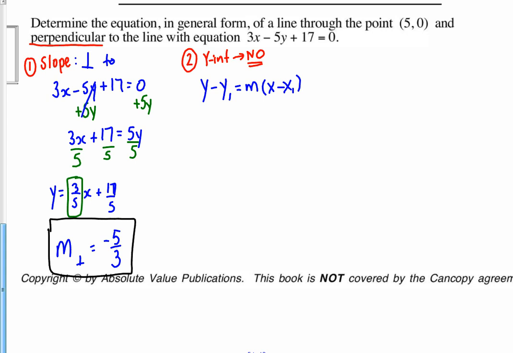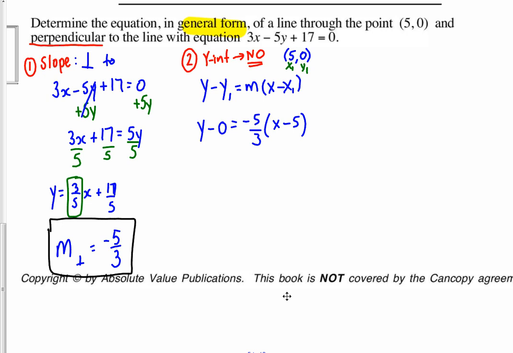Okay, so what point are we plugging in? 5 and 0. Y minus. Good. X1, Y1. So 5, Y minus 0 equals, our M value is negative 5 over 3 times X minus 5. Yay. Okay, what form do we want to make our equation? Now we can look at that. General, hooray.